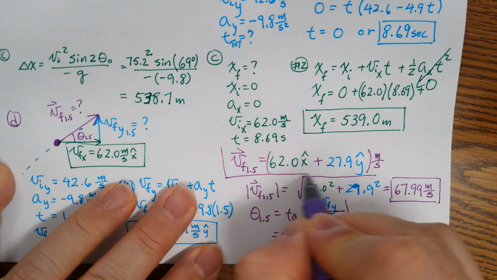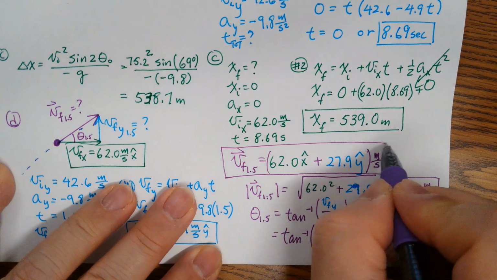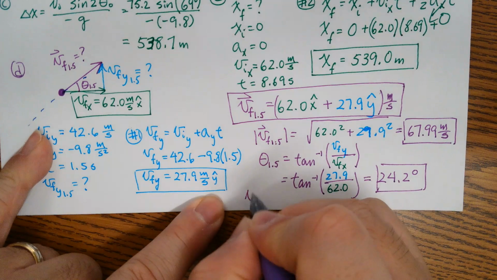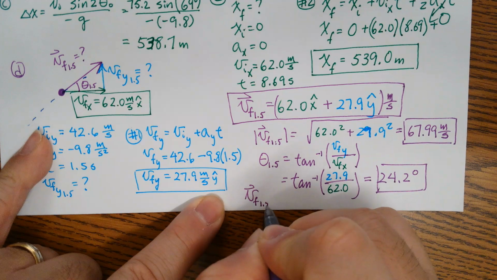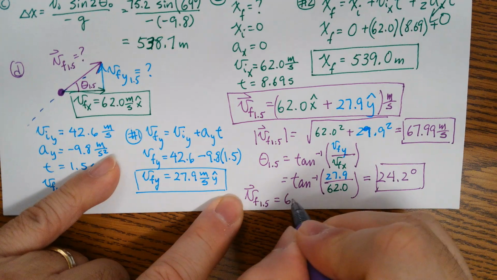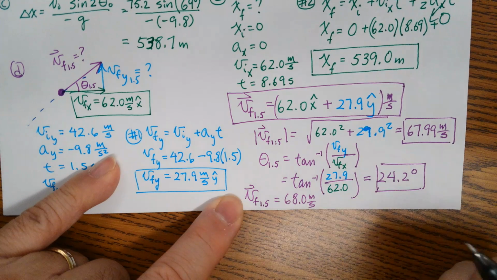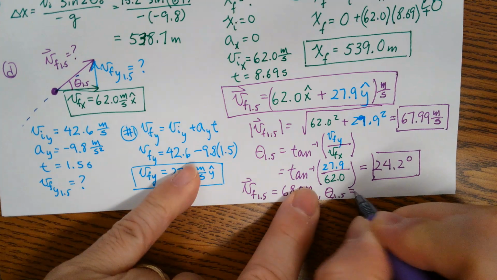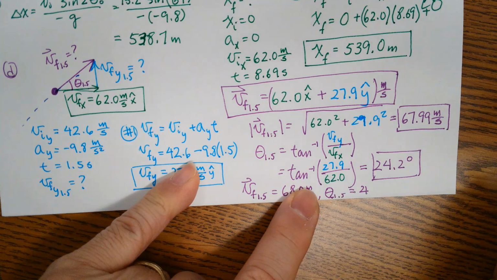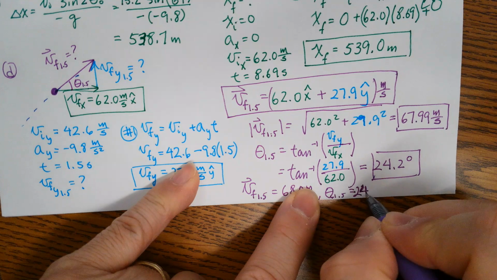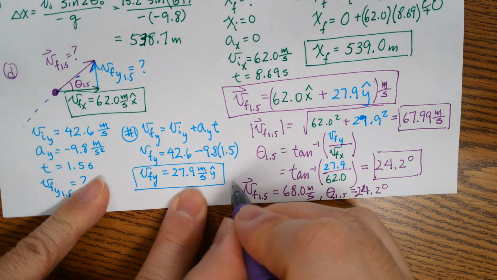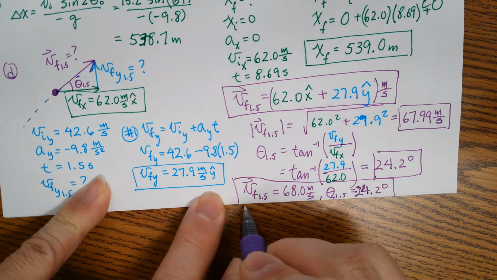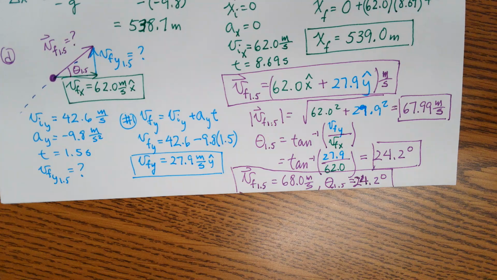So this is the Cartesian form of your final velocity. And your polar form is equal to 68.0 meters per second, theta at 1.5 is equal to 24.2 degrees. This would be your magnitude and direction form. Cool?